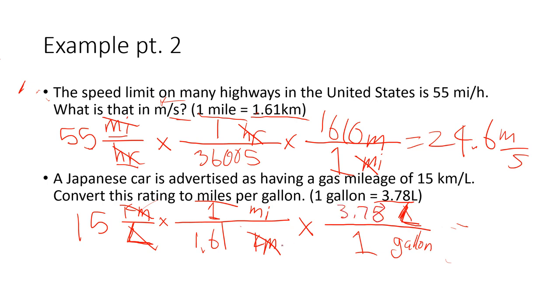You see that the liters cancel, the kilometers cancel, and you're left with miles per gallon. Do the math, and you get 35.22. 35.22 miles per gallon. Okay, that's how you do dimensional analysis.